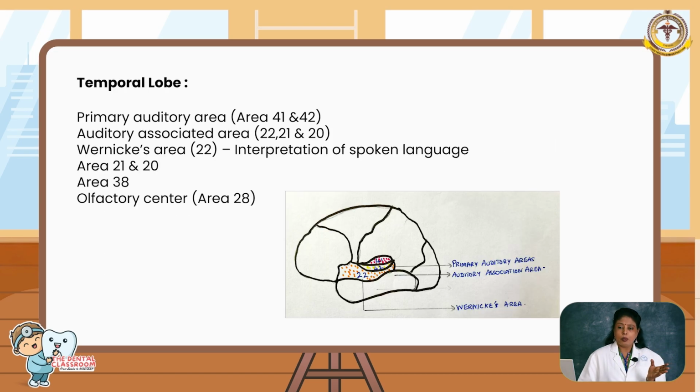So coming to the temporal lobe, it has primary auditory area, area 41 and 42, auditory associatory area, area 22, 21 and 20, then Wernicke's area 22. And along with that, we have few other small areas. So these are the 3 important ones. In this, Wernicke's area is involved in the interpretation of the spoken language. So all of you are able to understand what I am talking. That is because of your Wernicke's area.